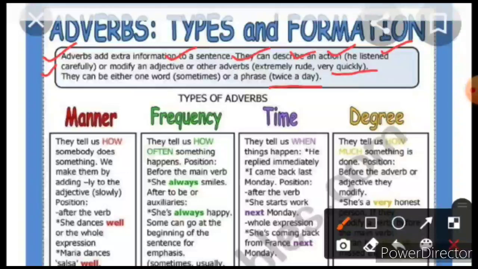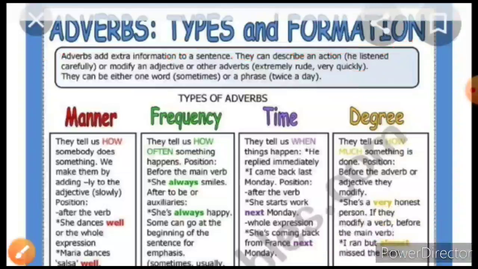Now a phrase is a group of words which does not give you a complete meaning. It does not have a subject, but it has a certain place in a sentence. Now we are going to move further and see what the different types of adverbs are.